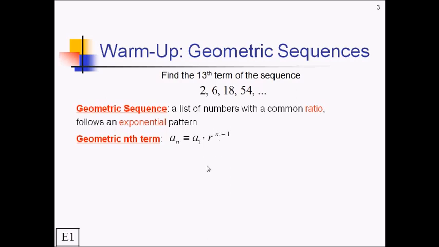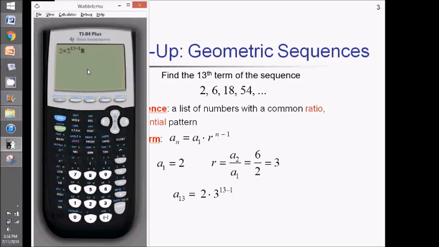So plug in stuff in. We have an a1 value of 2, and the common ratio, what we have to multiply by to get the next number, you can just do the second term divided by the first term. So 6 divided by 2, or 3 in this case. Multiplying that out, we've got 2 times 3 to the, in this case, 13 minus 1. And now we need the calculator. So plug in all that in. We end up with, let's see, 1,062,882.